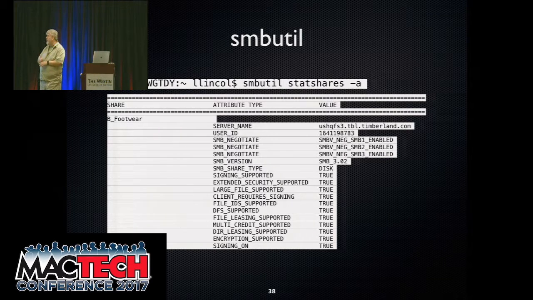I have this network volume called B Footwear. It's for my folks at Timberland, because they're footwear apparel designers. This network share is where they store a lot of stuff. I can see the name of the server. I can see the UID that's being used for it. I can see, now look at the SMB negotiate.